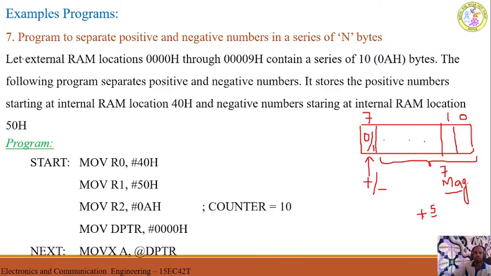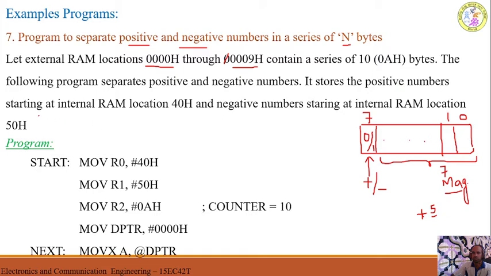So now what we need to do? Separate positive and negative numbers in a series of n bytes. You can take any numbers, like 10, 5, 3, any count. In this case, external RAM is used, and the locations are from 0000H through 0009H. So from here to here, it contains 10 numbers. I want to check whether these numbers are negative or positive. The following program separates positive and negative numbers.